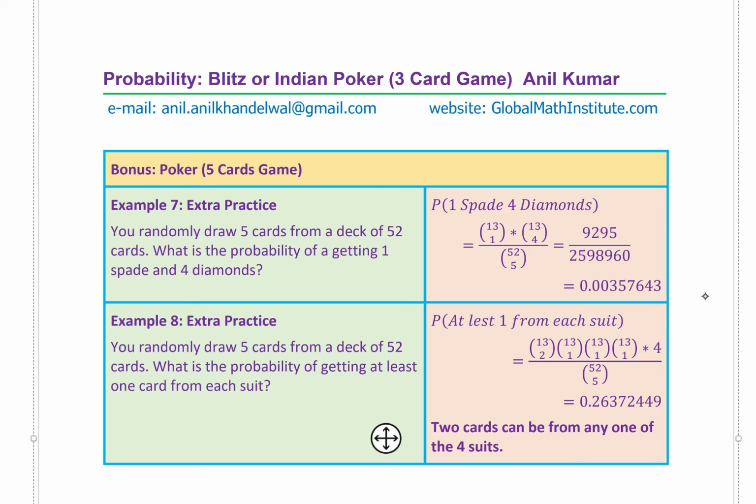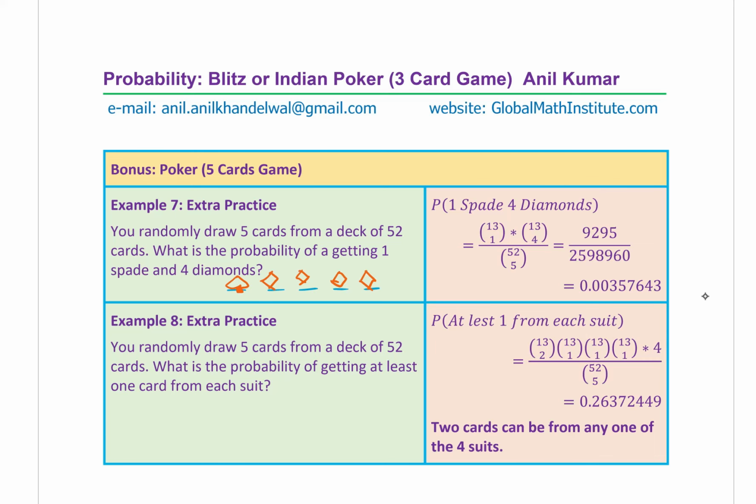So question number 7 is, you randomly draw 5 cards from a deck of 52 cards. What is the probability of getting 1 spade and 4 diamonds? So what you have to get is 1 spade and 4 diamonds, correct? So what is the probability of getting that? You can actually pause the video, answer this particular question, and then look into my suggestions. So we need 1 spade and 4 diamonds, right? Okay. So I'm just giving you time to write the answer.